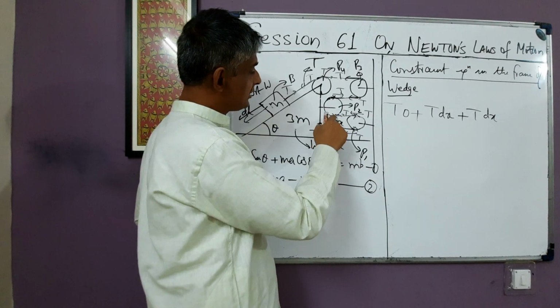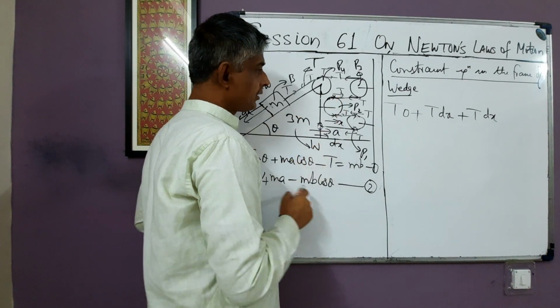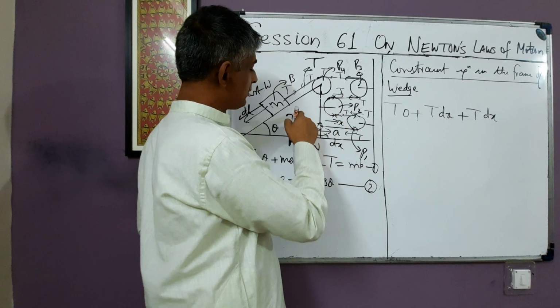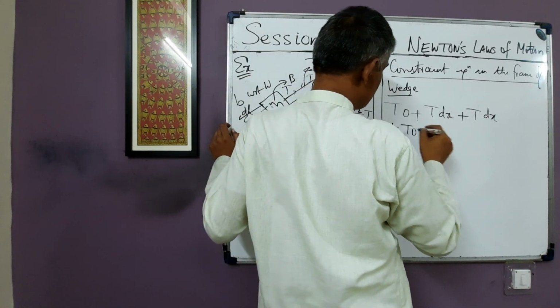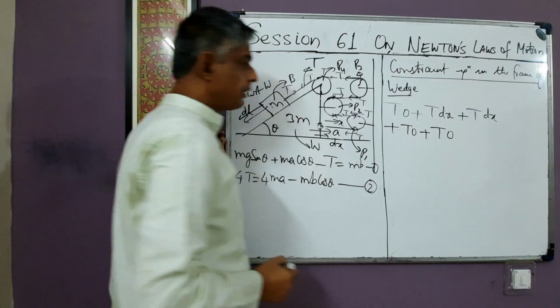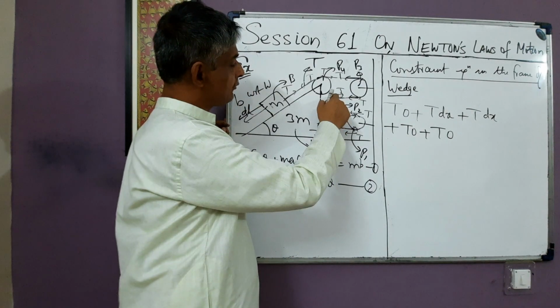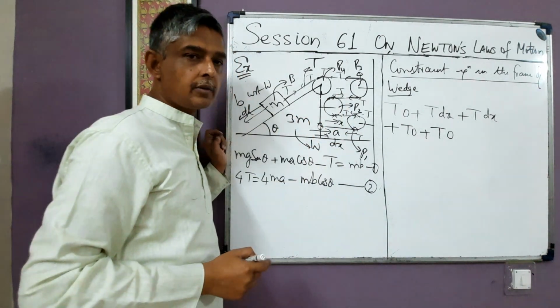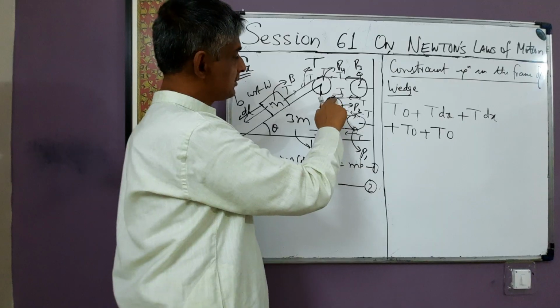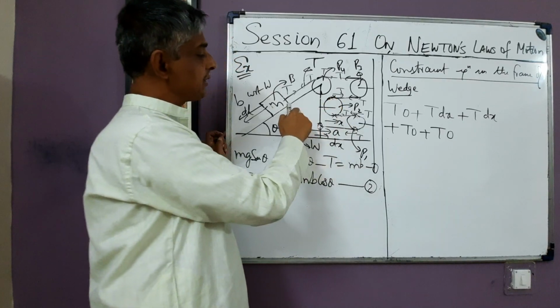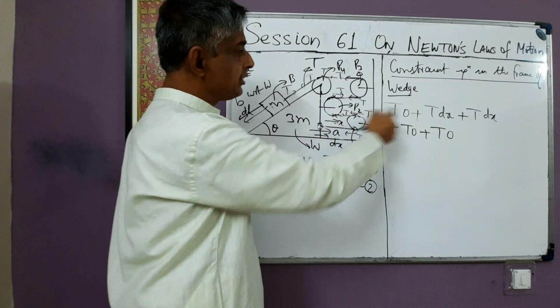Now in the frame of the wedge, these 2 points of the pulley are fixed. So the work done by the string on this pulley in the frame of the wedge will be T into 0 plus T into 0. Why 0? Because these 2 points of the pulley are at rest with respect to the wedge. So T dot the displacement of this point of pulley P2 with respect to the wedge is 0. So T into 0, T into 0.